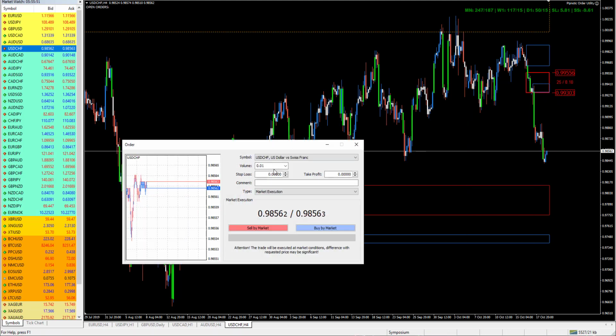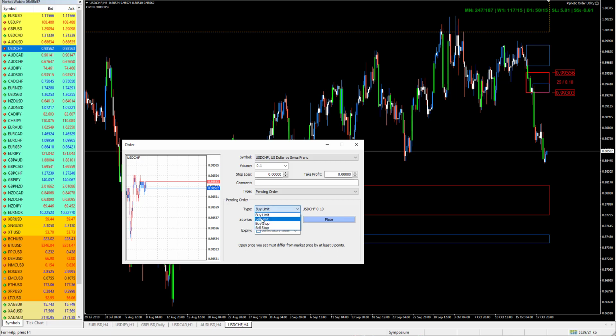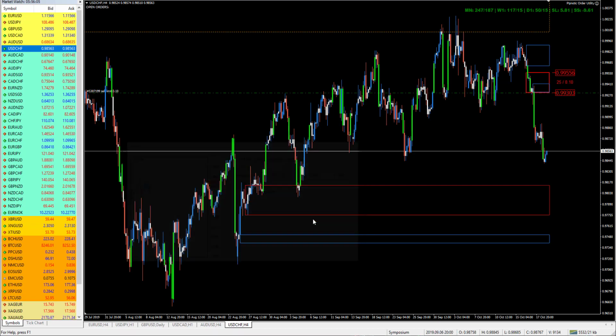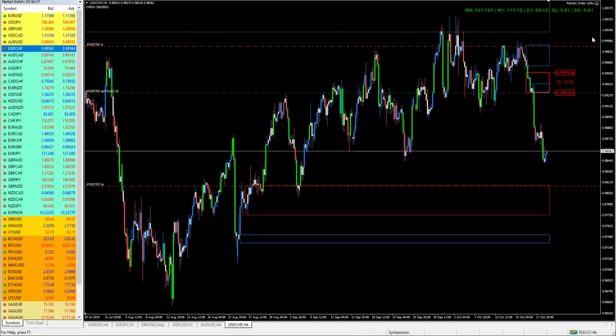99.30. One mini lot. 99.30, sell right there.